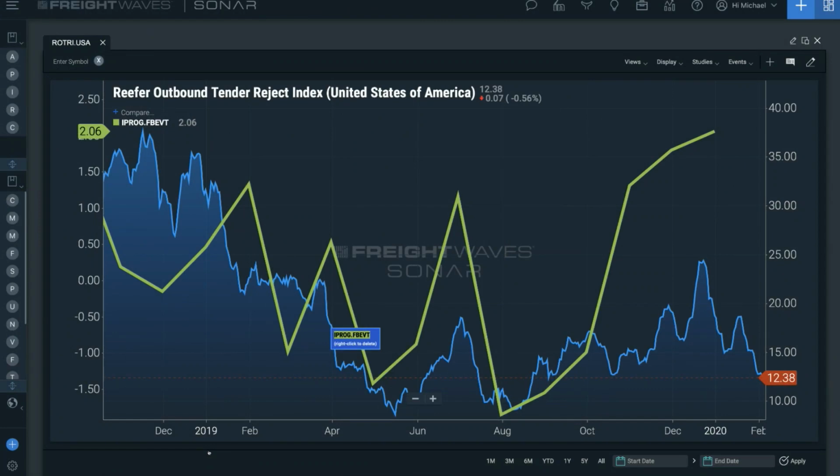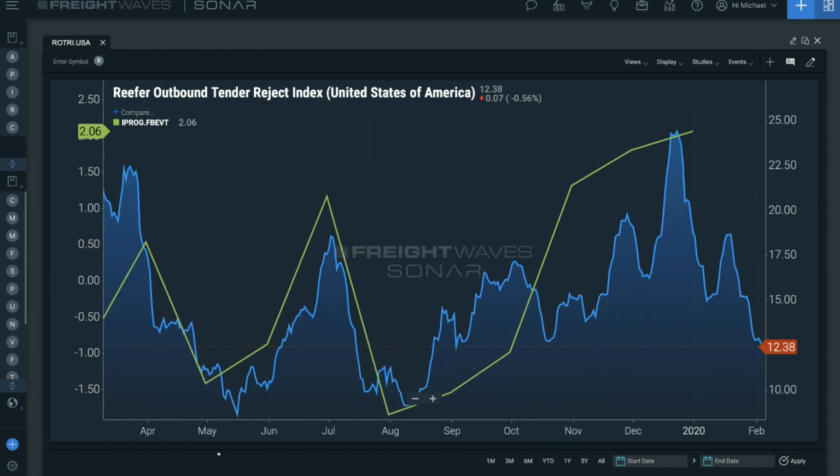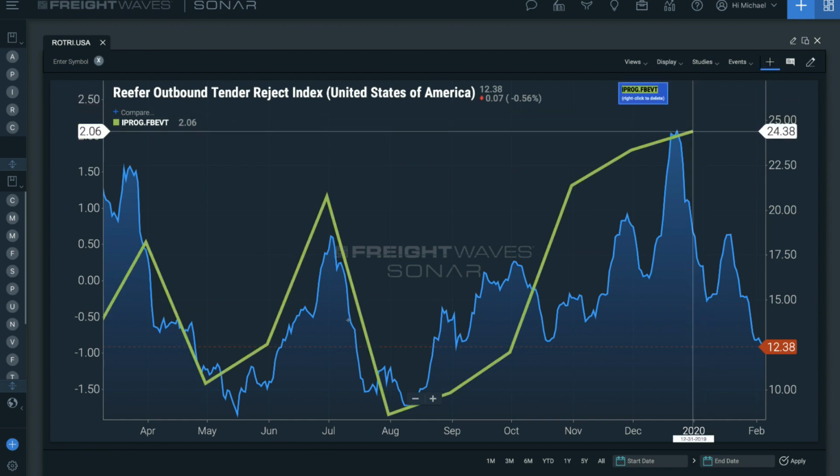Beautiful. Now what's IPROG BEVD? IPROG BEVD is a fancy ticker that we have in Sonar that shows the industrial production for food, beverage, and tobacco products. This is going to be a huge component of what's typically hauled in reefers. And so we can see a nice correlation here. The latest data point for that green line, industrial production, is going to be through December. It's sitting at about 2.06, on the left y-axis.